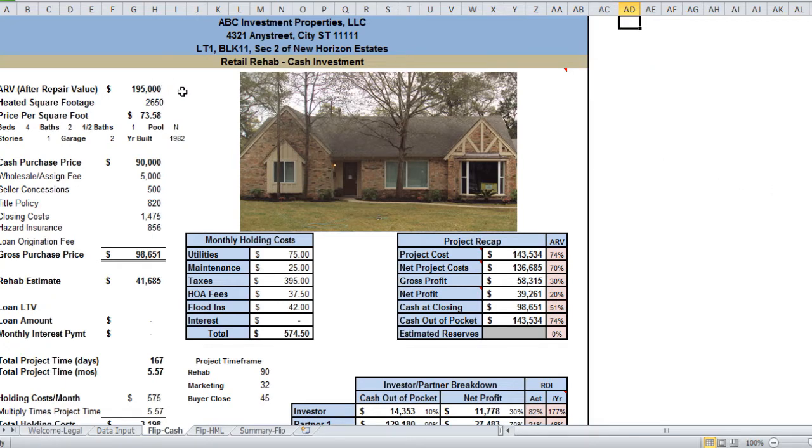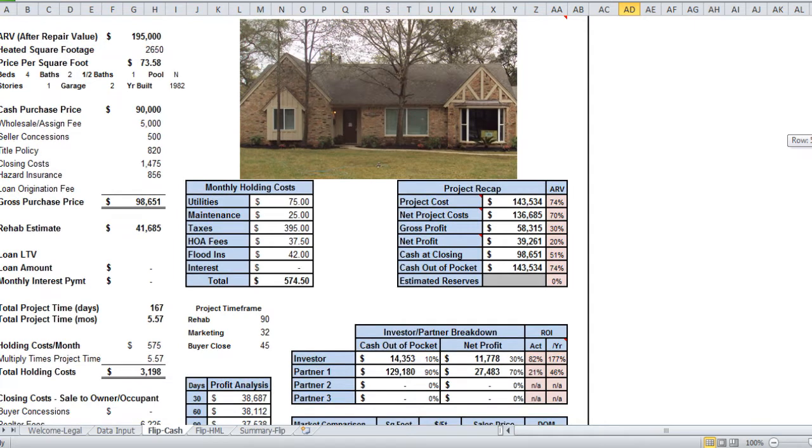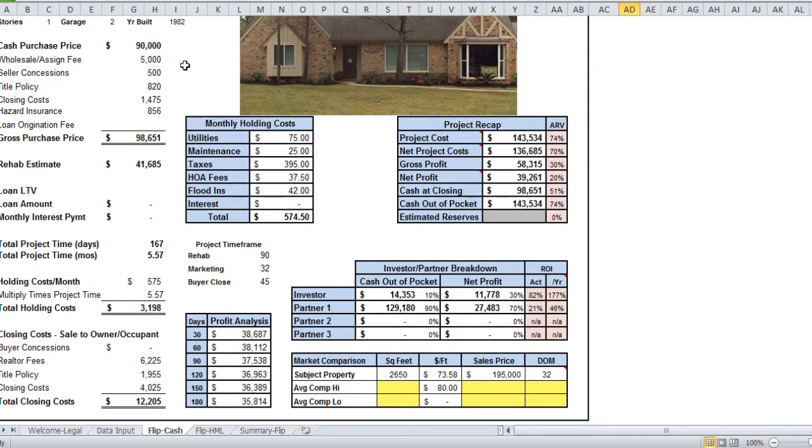You note over here we've got our information from our data input page. We've got our ARV, or after repair value, of what we expect to sell it at, our heated square footage, our price per square foot, beds, baths, garage, half baths, there's no pool, and the year built. If we scroll down here a little bit more, you'll note again our cash purchase price, our wholesaler fee, seller concessions, title policy, closing cost, hazard insurance. That gives us our gross purchase price. That's the money that we'll have to take to the title company when we go to close on this deal.